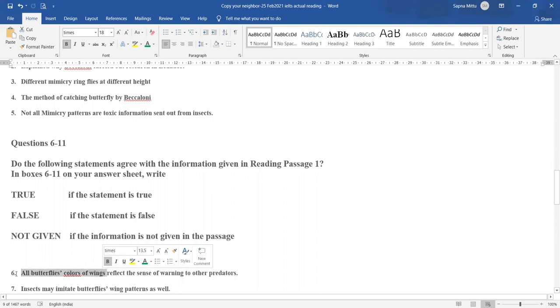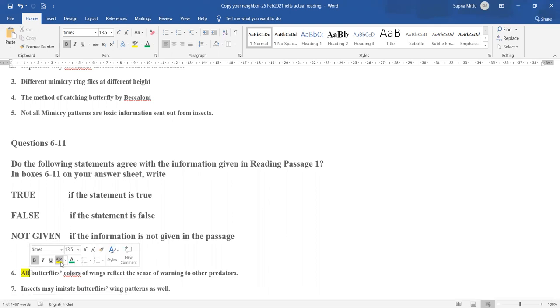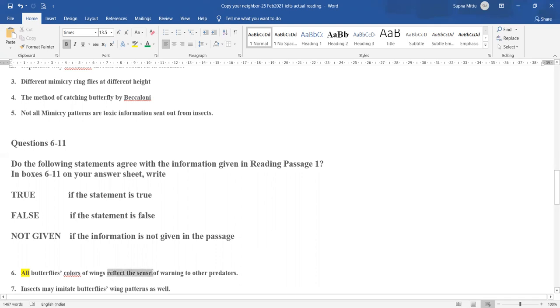So let's first of all find out: all butterflies' colors of wings. First of all, the keyword which I need to see is "all". This is very important because these are the qualifiers and the quantifiers. By this, the examiner confuses you, right? They want to confuse you with most, often, never, some, few. These are the words which always confuse the student. All butterflies' colors of wings reflect the sense of warning to the other predators.